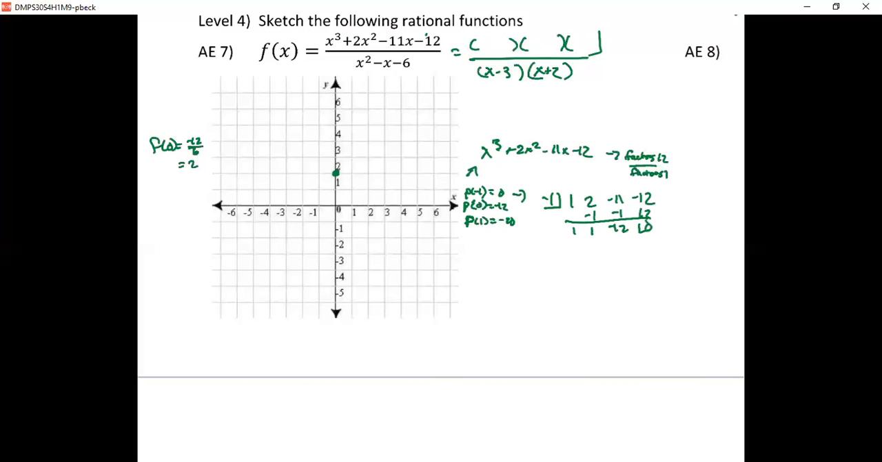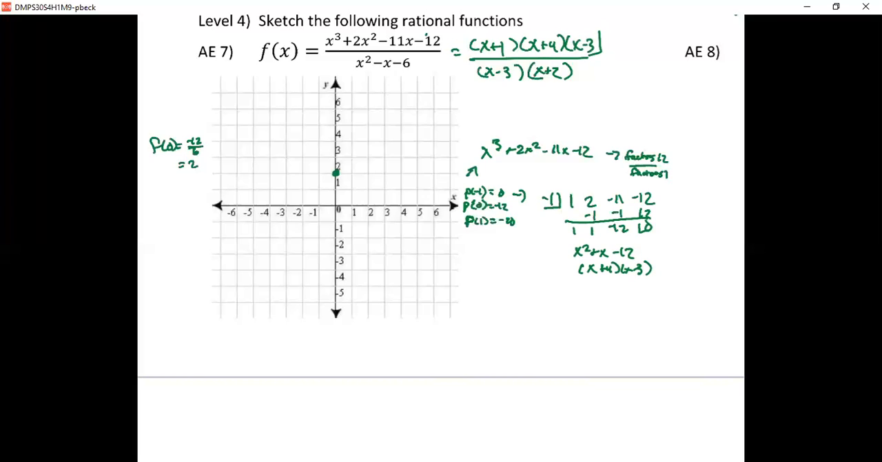So I know that x plus 1 ends up being a factor, and then I have to work with x squared plus x minus 12 as the other factor. The other factor then will factor into x plus 4 and x minus 3, and that completes my numerator. So x plus 4, x minus 3.